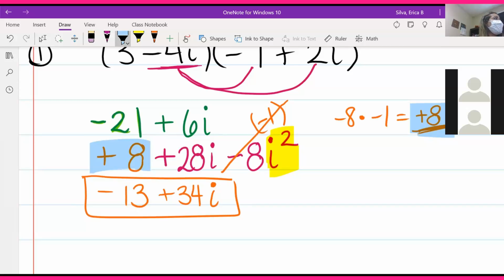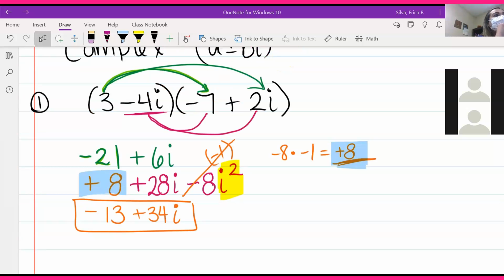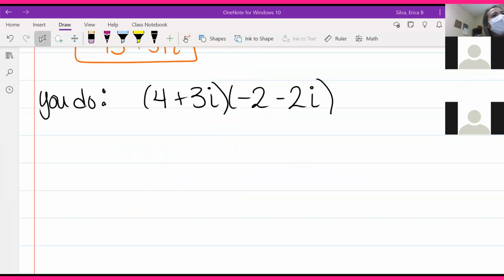How do you guys feel? Pretty okay? Okay, go to your Pear Deck so you guys can try the first problem. And let me give you the link again. So there's a problem on the Pear Deck for you to try. All right, let's go ahead and go over it.